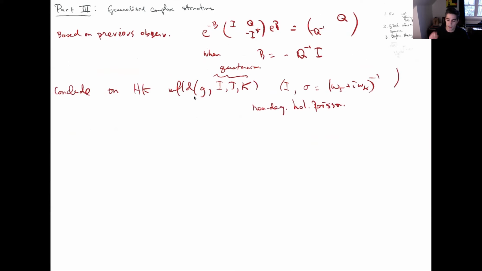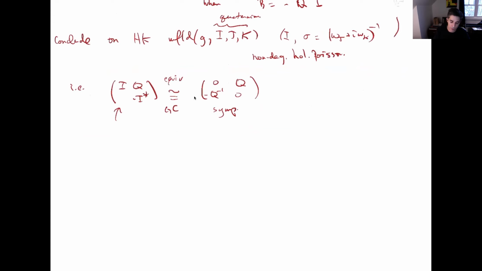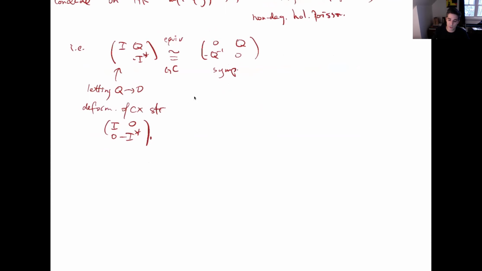Okay, and so that means that if I take this I, Q, minus I star, this is equivalent as a GC structure to Q inverse Q, a symplectic structure. Okay, and letting Q go to 0, we see that this is a deformation of the complex structure, I, 0, 0, minus I star. Okay, so this means that we have a picture.